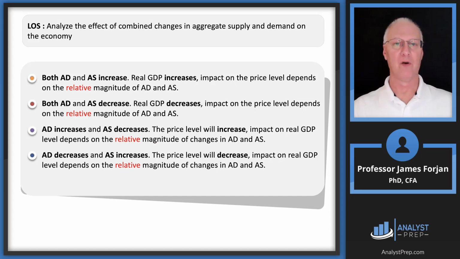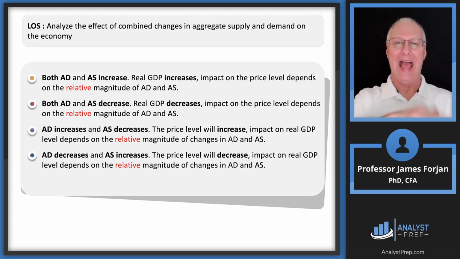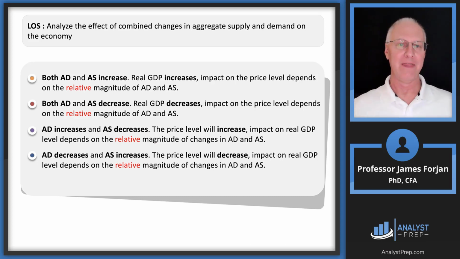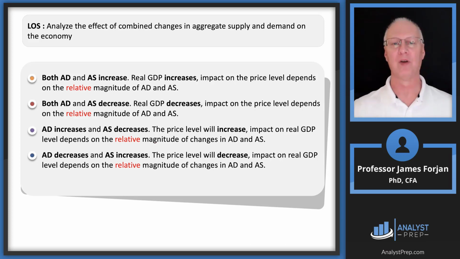This is an interesting LOS. Let me read this to you. Analyze the effect of combined changes in aggregate supply and demand on the economy. So what do we know? We know that the economy is dynamic. We know that it's possible to have aggregate supply curves shifting and aggregate demand curves shifting, and they can be shifting for similar reasons or completely different reasons. And so here, these are the 4 good bullet points that summarize those changes. Since you have your phones out, you might want to take a picture of this slide as well.